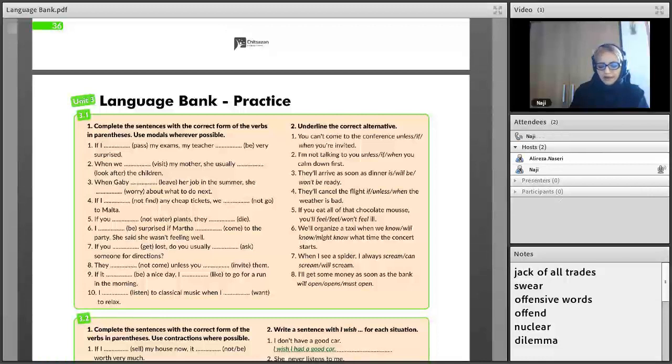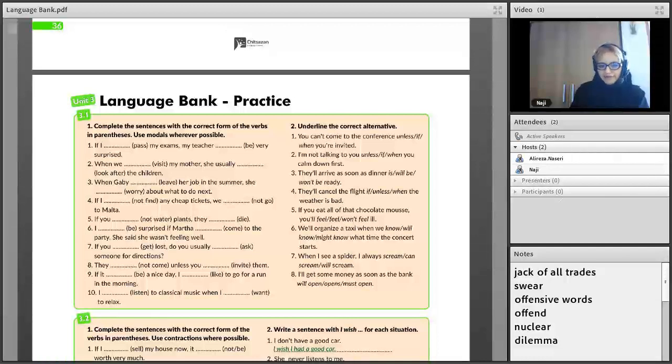Number 9, if it were a nice day, I would like to go for a run in the morning. I told you before, we usually use "were" instead of "was" in if clauses and wish sentences because the situation is unreal. "Was" is not wrong, but "were" is formal and academic.